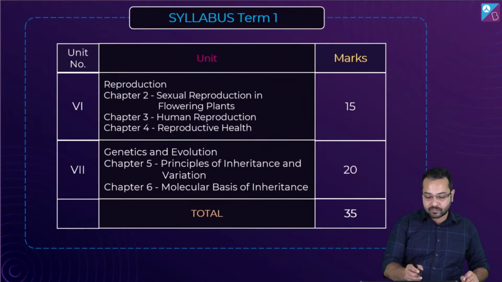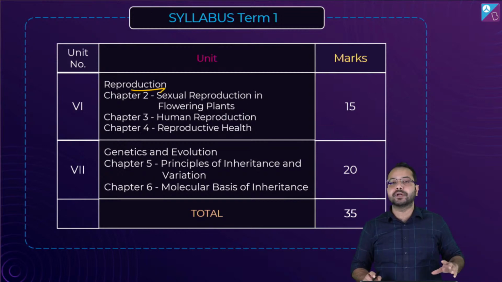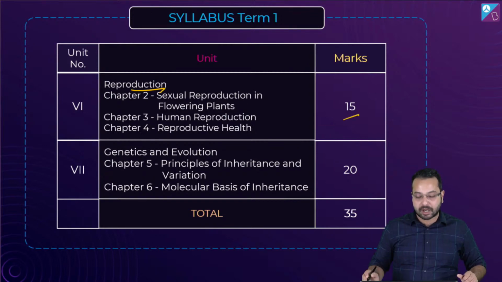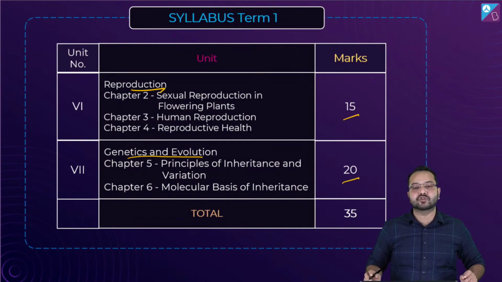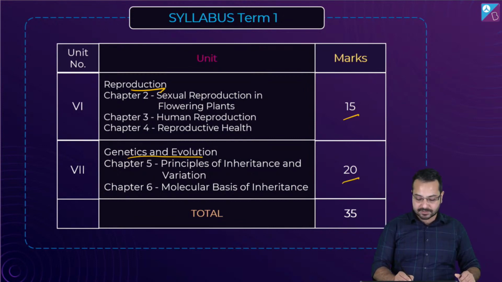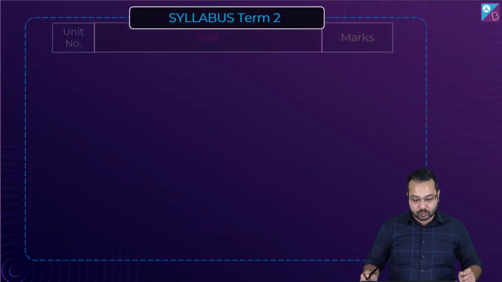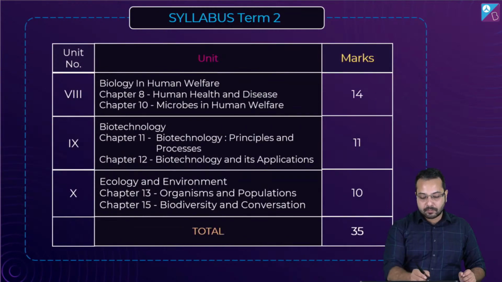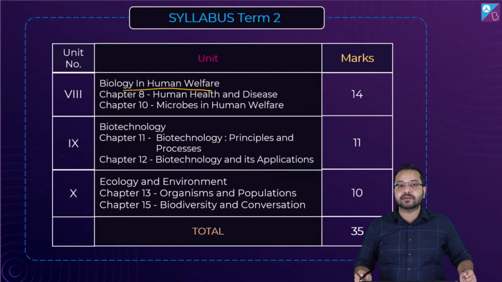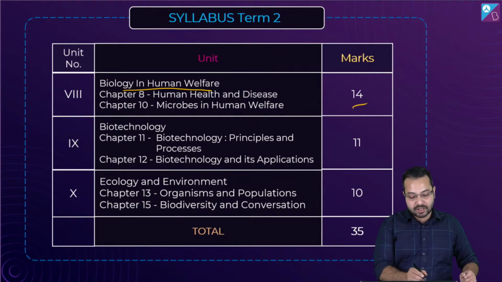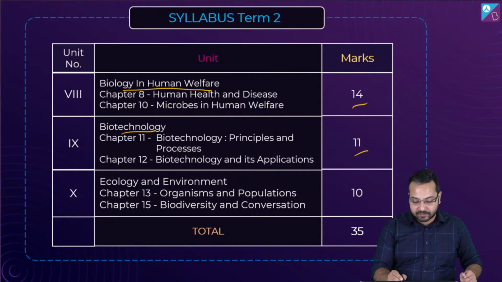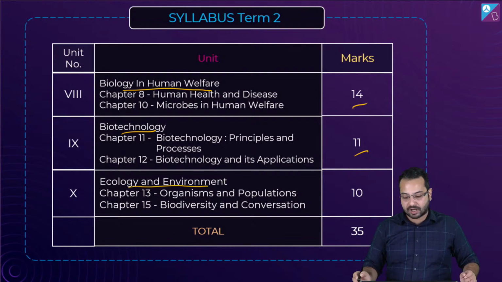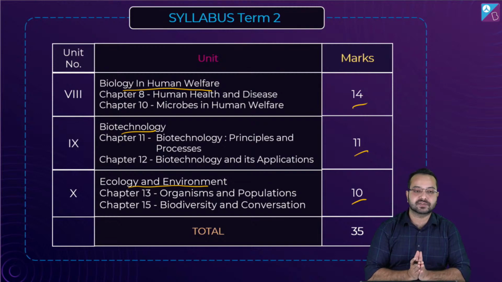Alright, so reproduction, the entire unit, that will have 15 marks. Genetics and evolution is going to have 20 marks. So the total is 35 marks. And let's talk about syllabus for term 2. Then biology in human welfare carries 14 marks. Biotechnology carries 11 marks, and ecology and environment carries 10 marks. So that makes it a total of 35 marks.